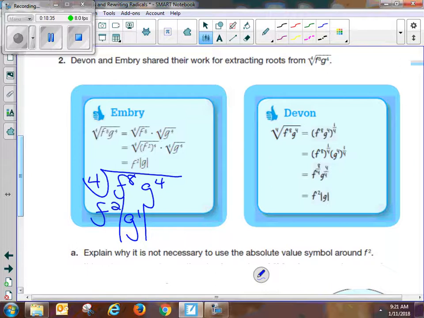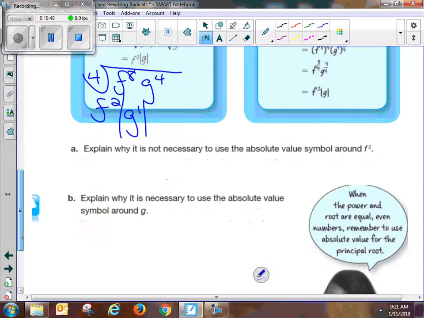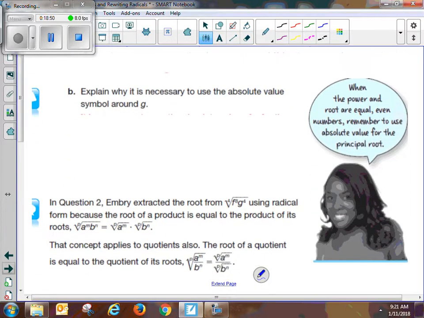Why did I not have to put it around the f squared? When you square something, it's automatically positive. So it's already got protection. Okay? Question on that? Good. Okay, I did that. That's in your book.